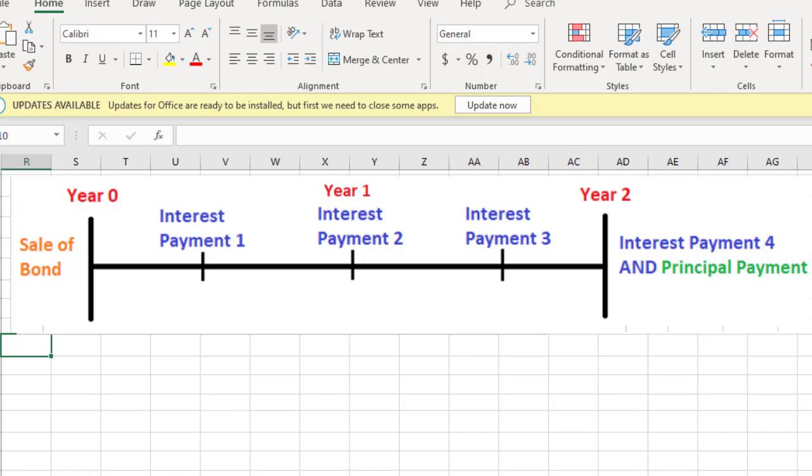The amount of money that the company receives up front for issuing the bonds is called the issue price and is represented here in orange as sale of bond.